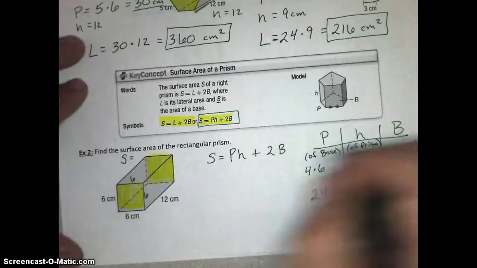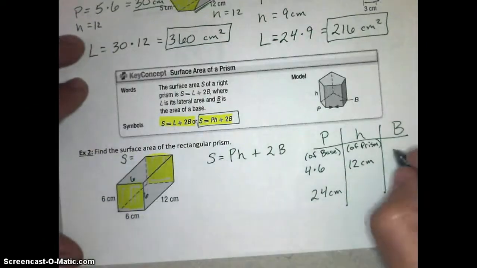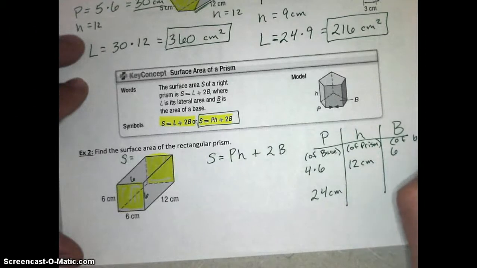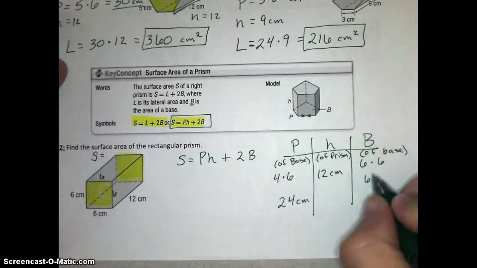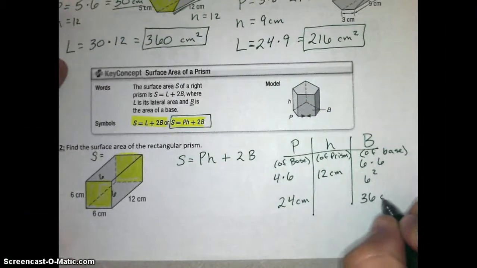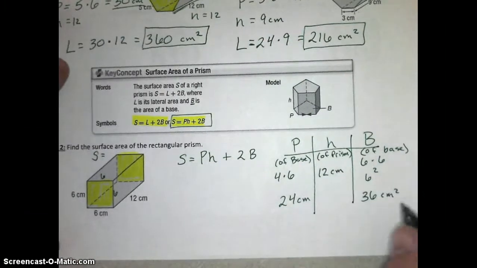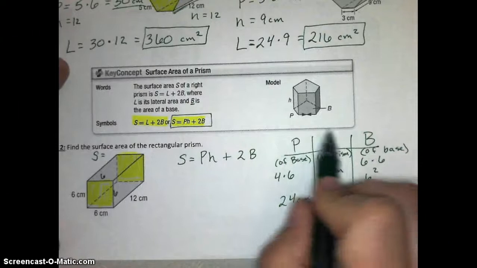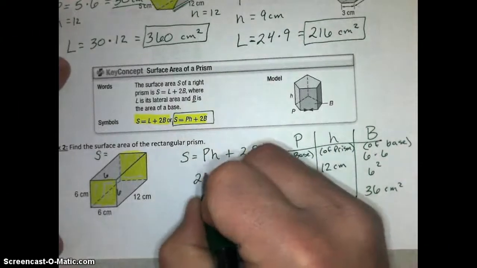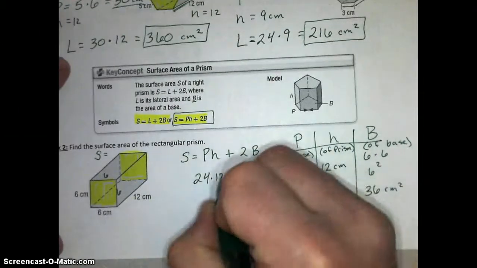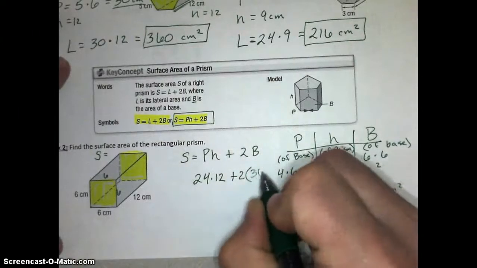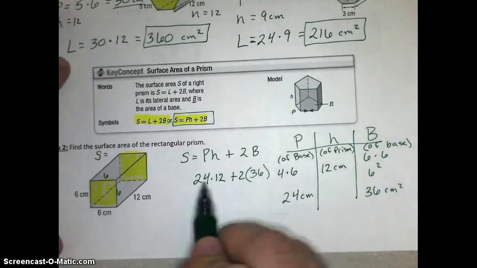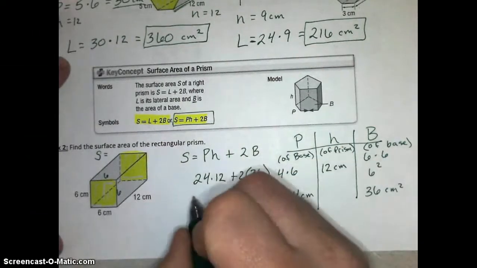And then the base area is the area of one base shape, which would be 6 times 6, or 6 squared, which is 36 square centimeters. And now I'm going to find the lateral area, 24 times 12, plus 2 times that base area of 36, and simplify. We're going to multiply here and here before we add.